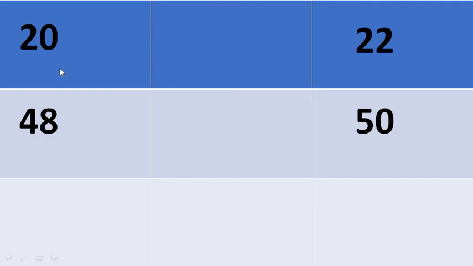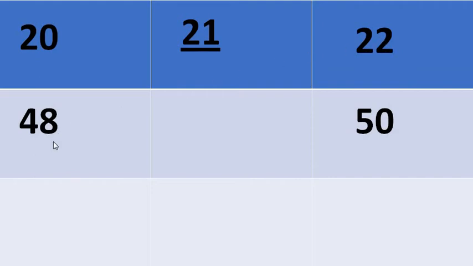Look, this is number 20. 22. Now, if I have the numbers 20 and 22, which number will come between these two numbers? After 20 we start counting 21. So after 20, I can say that 21 comes. And before 22 comes 21. So we can say that 21 is the between number of 20 and 22.